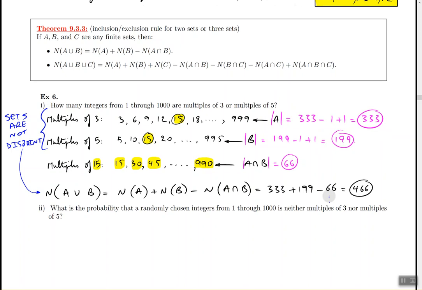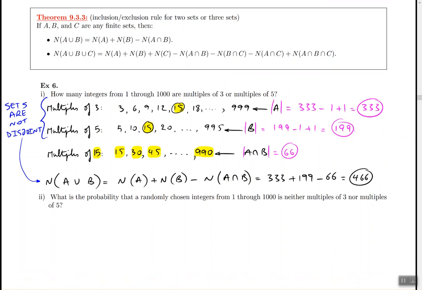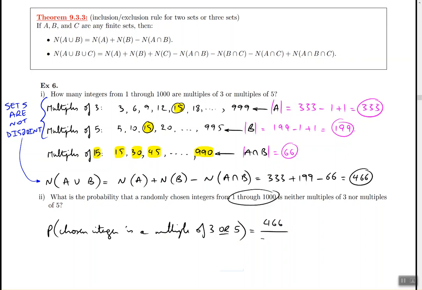Now the final question in this problem is, what's the probability that if I choose a random integer, I'm going to get an integer that is a multiple of 3 or a multiple of 5? Okay, and the answer is going to be a fraction that has 466, because that's how many integers are multiples of 3 or 5, divided by the total number of integers in the list. Now the list goes from 1 to 1000, so it's got 1000 minus 1 plus 1, so basically 1000. So that is 0.466. Another way of saying that is 46.6%. So there's a 46.6% chance that if you choose a random number between 1 and 1000, your number is going to be a multiple of 3 or a multiple of 5.